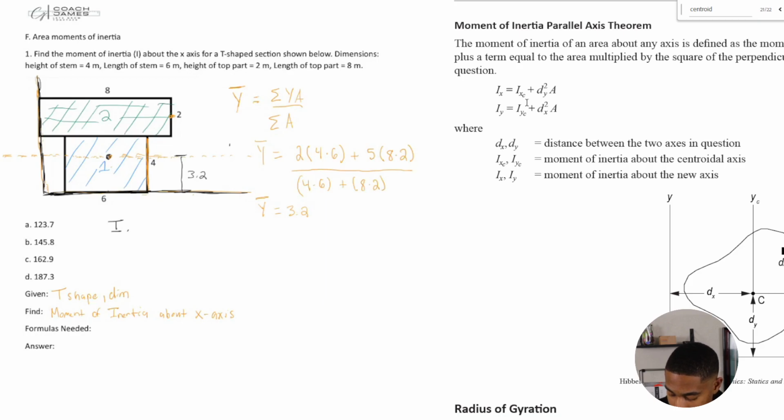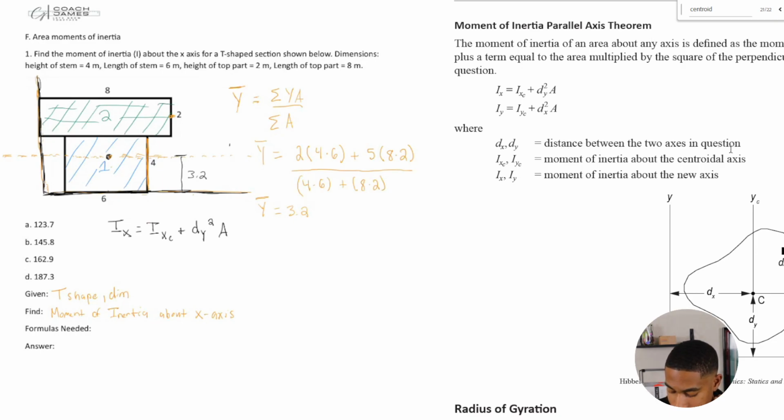To do this, we need to say inertia in the x is equal to Ixc plus dy squared times A. Okay. So dx or dy is the distance between the two axes in question.